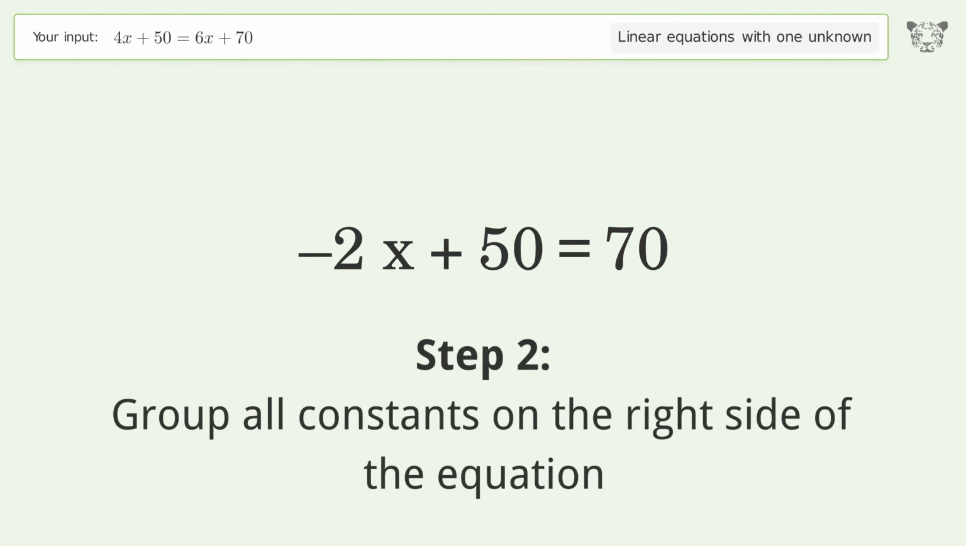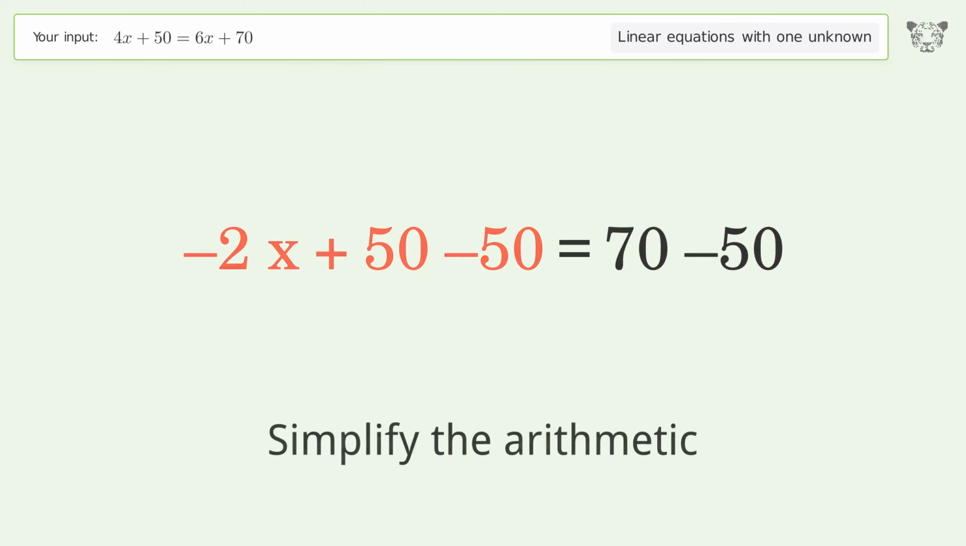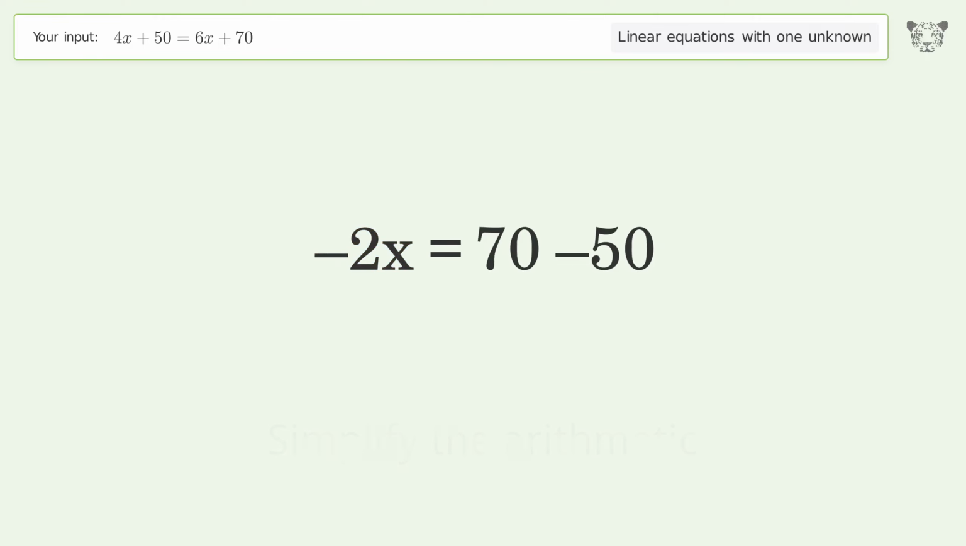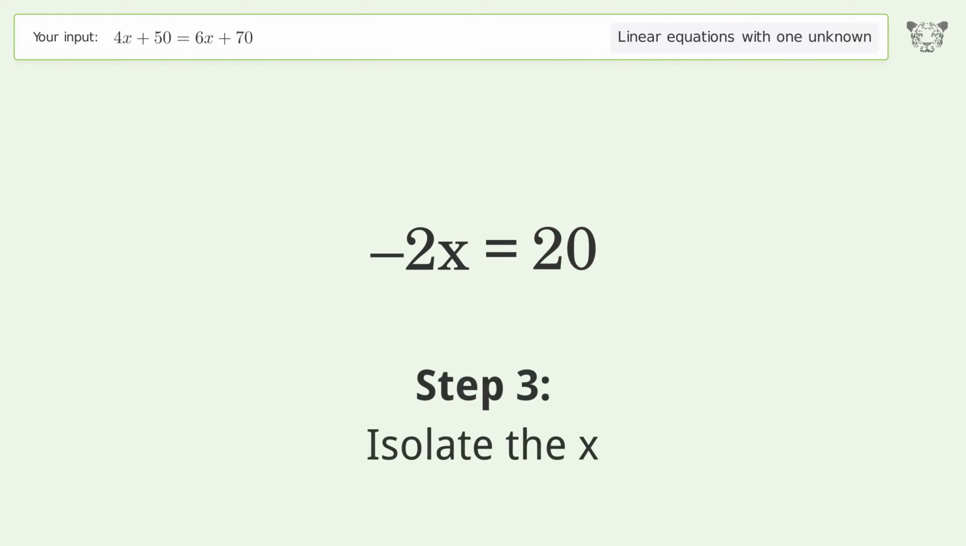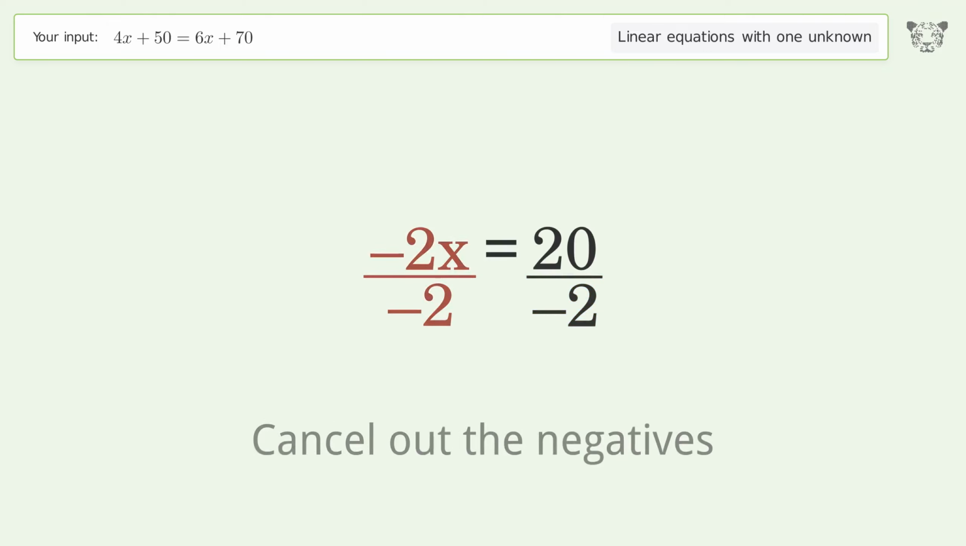Group all constants on the right side of the equation. Subtract 50 from both sides. Simplify the arithmetic. Isolate the x. Divide both sides by -2. Cancel out the negatives.